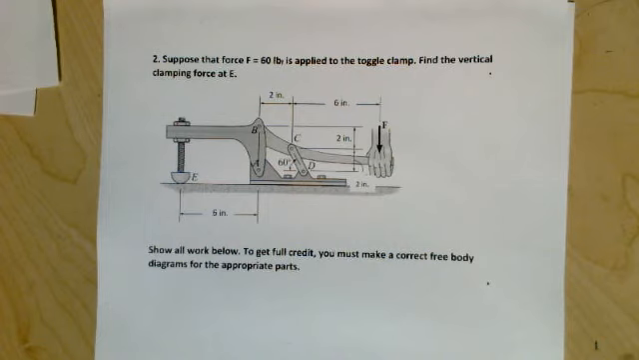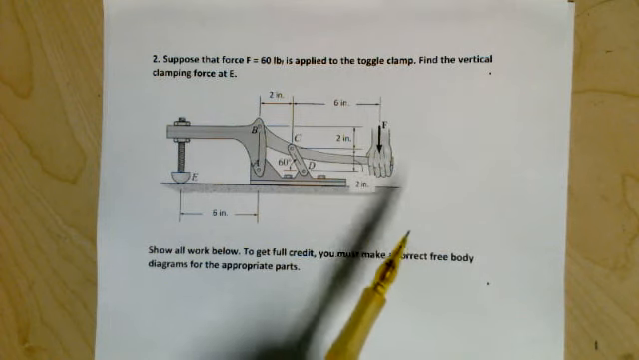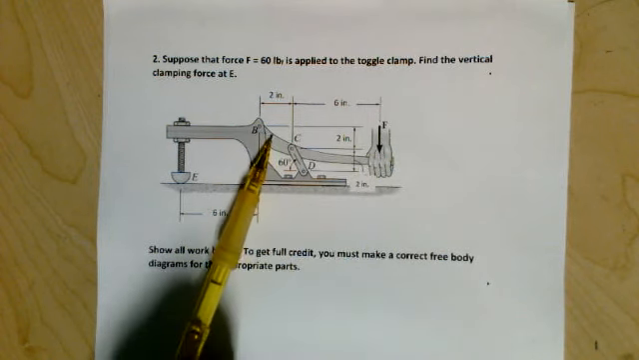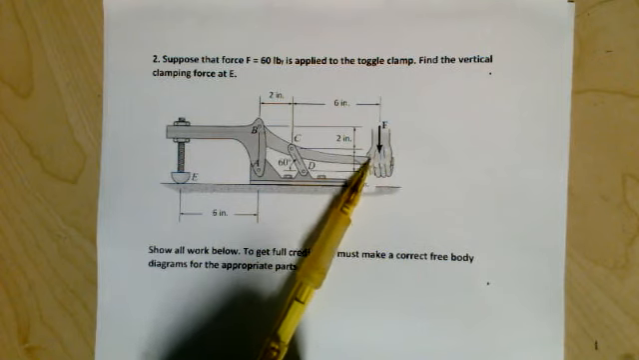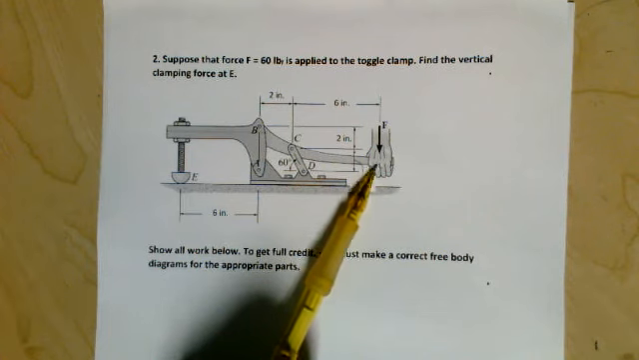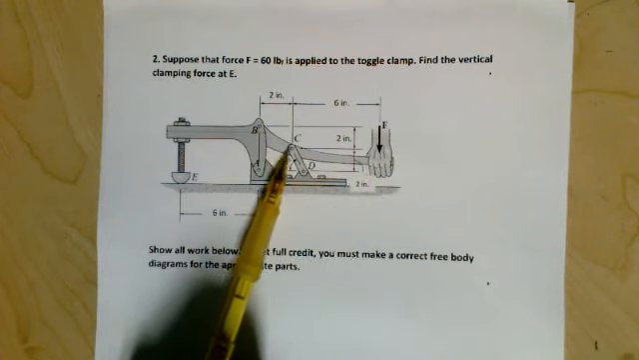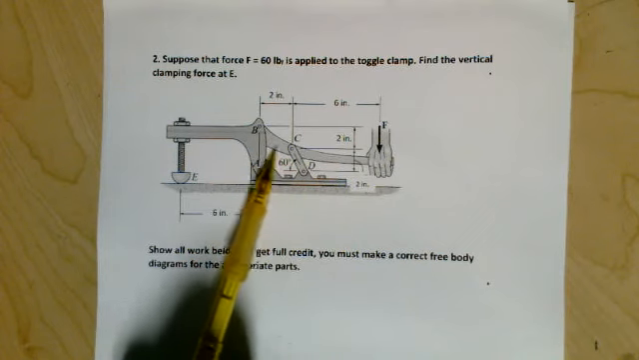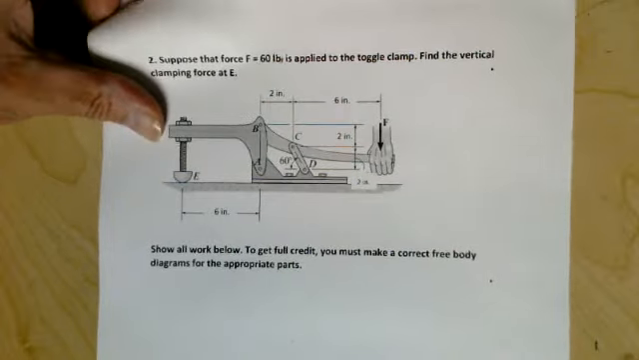Next, we're going to look at this problem here. Very similar to last problem. It has a machine with a lot of parts on it. And once again, the force is applied here, so we're going to make a free body diagram of this part right here. Remember to show all the forces that are applied to this part. So let's do that.